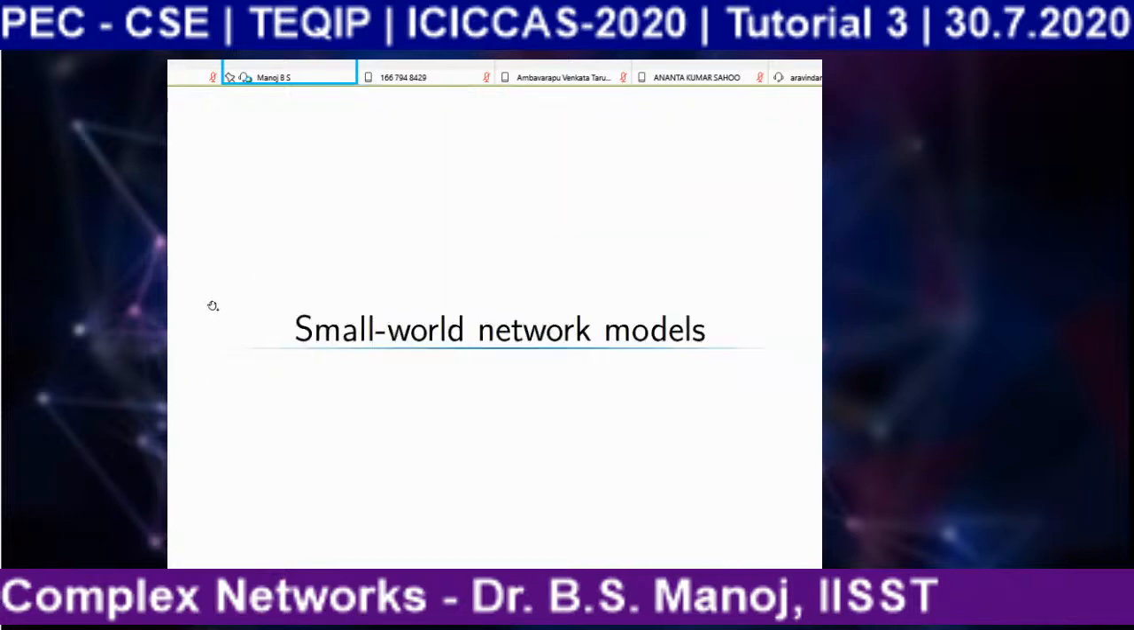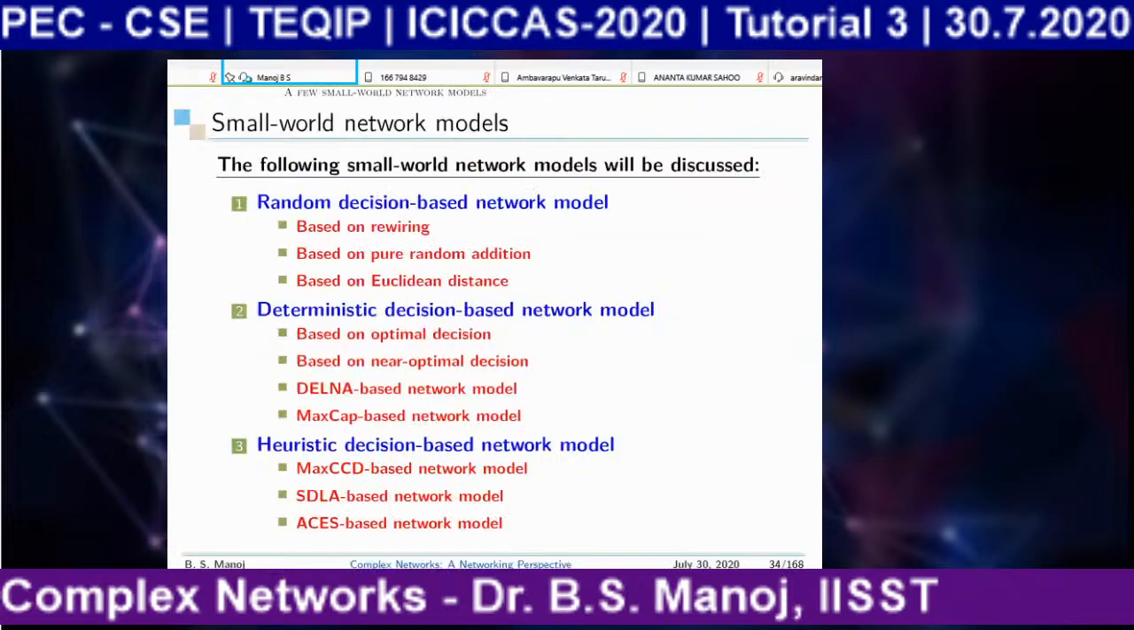Now let's look at a few models based on it. I will cover this part very quickly, as it would otherwise take a lot of time. I have mentioned earlier how to create one, based on rewiring or addition. But there has been a lot of work on how to create a small world network for different categories of network. A few selected works I'll briefly explain.